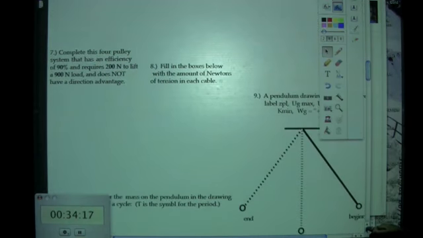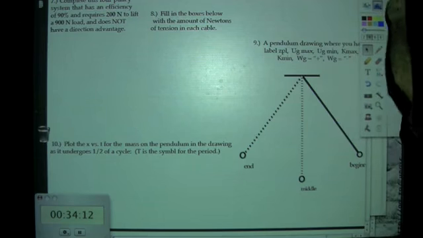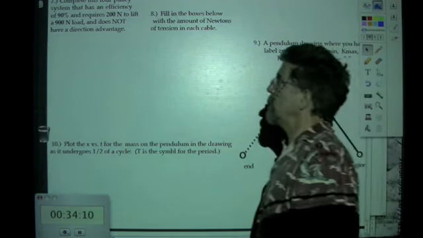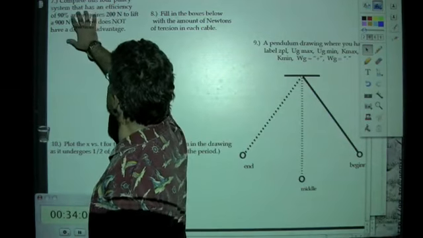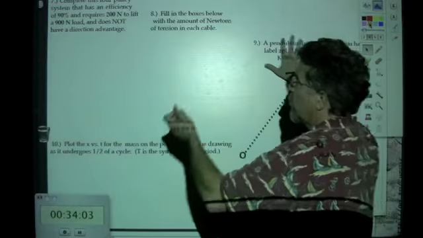Now we're at 789. Things speed up a little bit. That was a complicated one. Oh, nasty little machines. We're done with that. It says complete this four pulley system. So I didn't show it on there. I didn't want to give too much away, but good grief, it says four pulleys there.